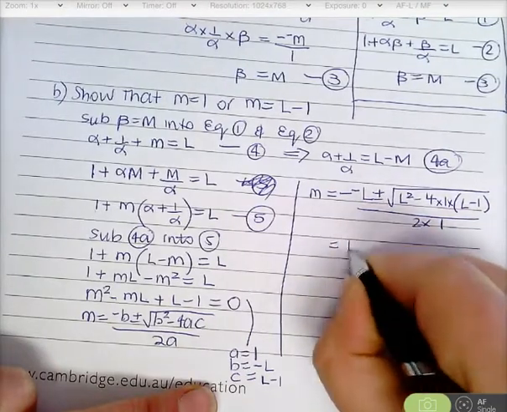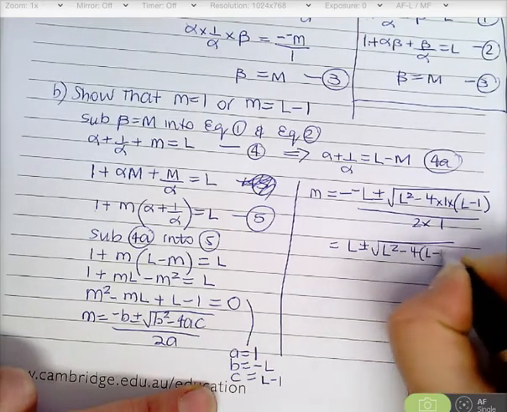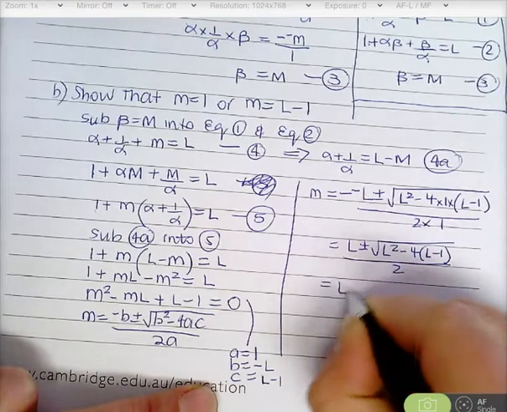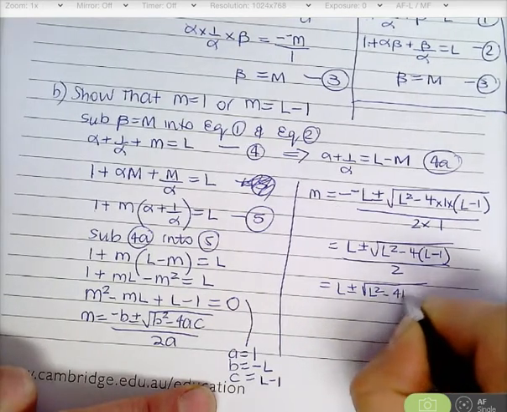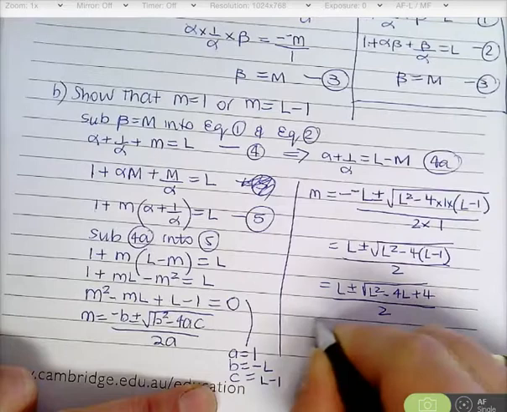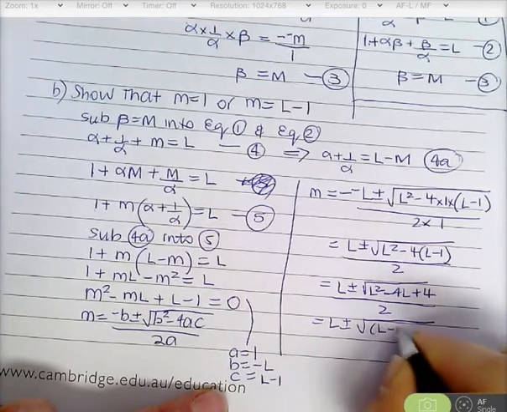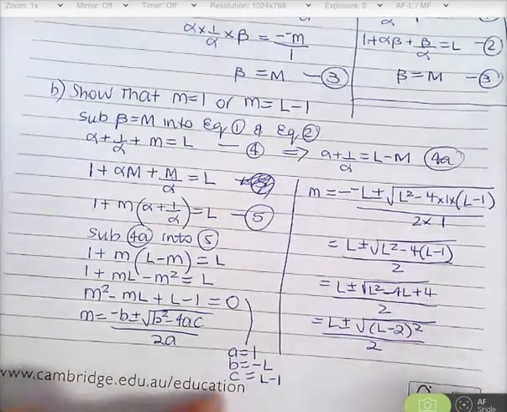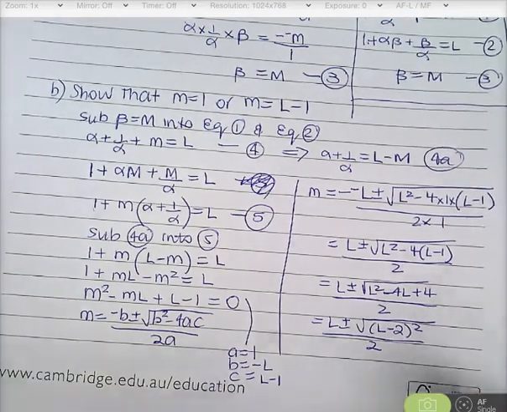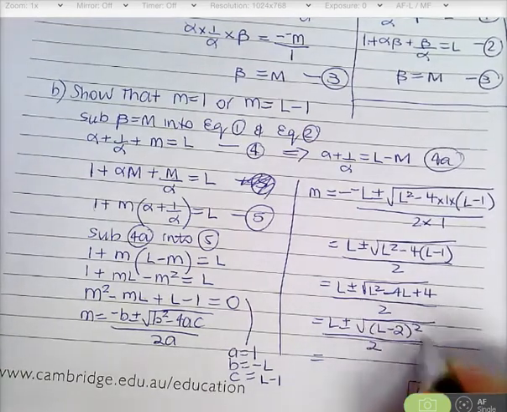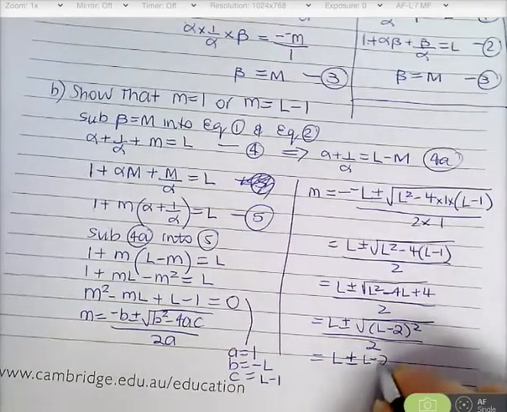So we've got negative negative L is positive L, plus or minus the square root of L squared, minus 4 bracket L minus 1, over 2. So it's L plus or minus the square root of L squared minus 4L plus 4 over 2, which is L plus or minus the square root of, now this is a perfect square, and it's L minus 2 squared over 2, because we get L squared minus 2 times L times 2, which is minus 4L plus 2 squared is 4. So now we know that a square root and a squared cancel, so we get L plus or minus L minus 2 over 2.